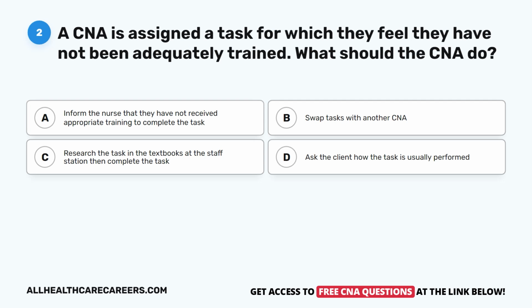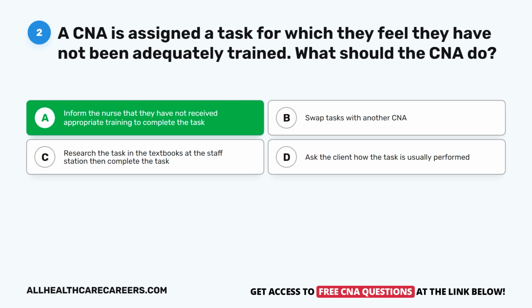Question 2. A CNA is assigned a task for which they feel they have not been adequately trained. What should the CNA do? A. Inform the nurse that they have not received appropriate training to complete the task. B. Swap tasks with another CNA. C. Research the task in the textbooks at the staff station, then complete the task. D. Ask the client how the task is usually performed.